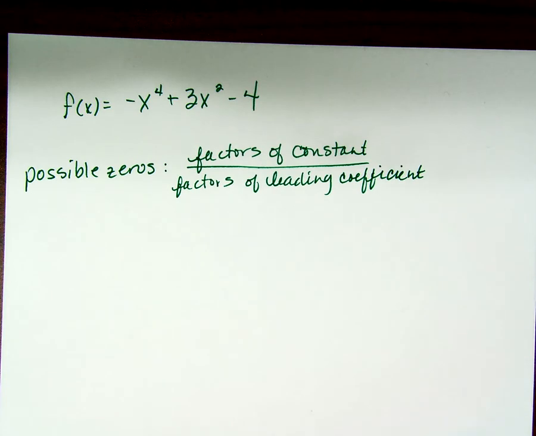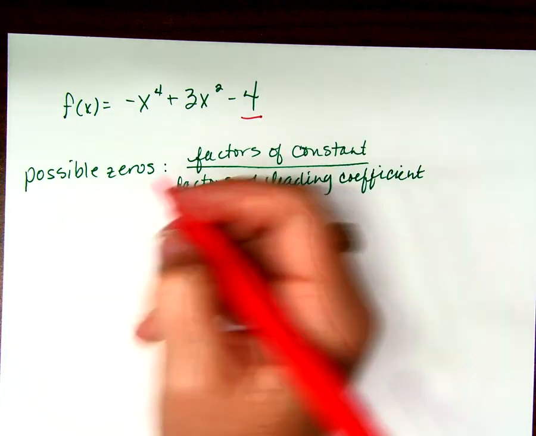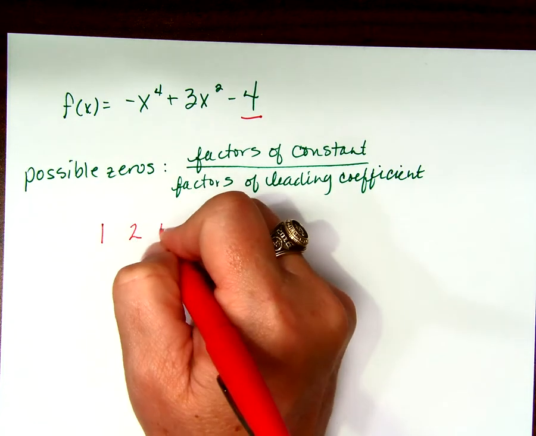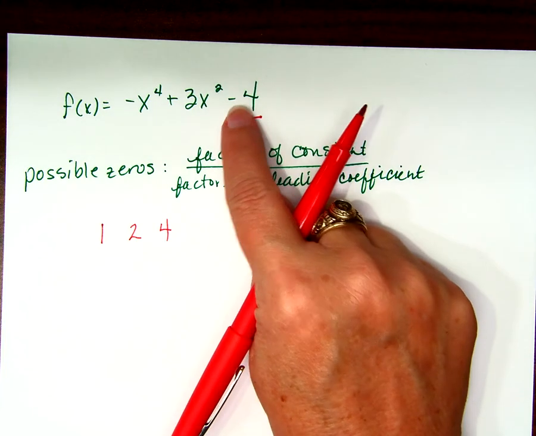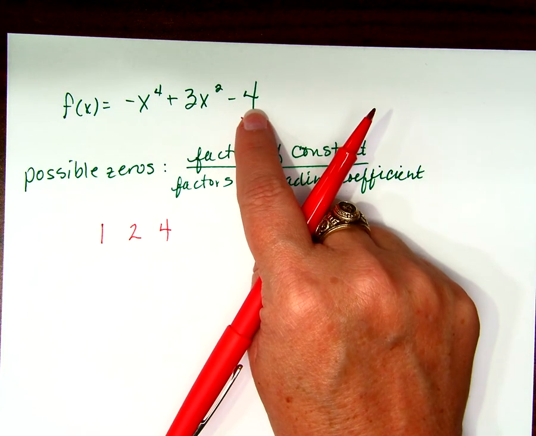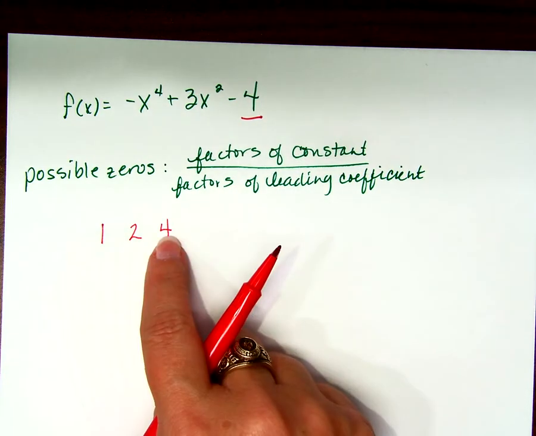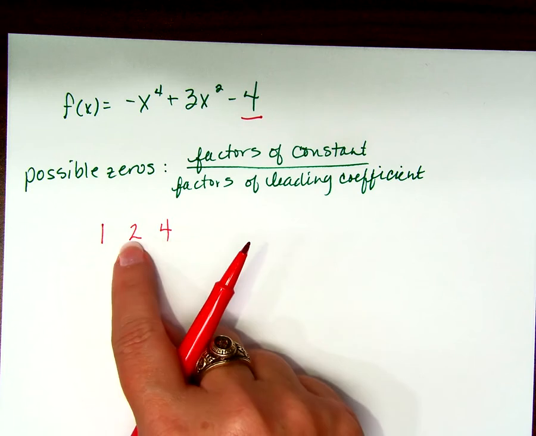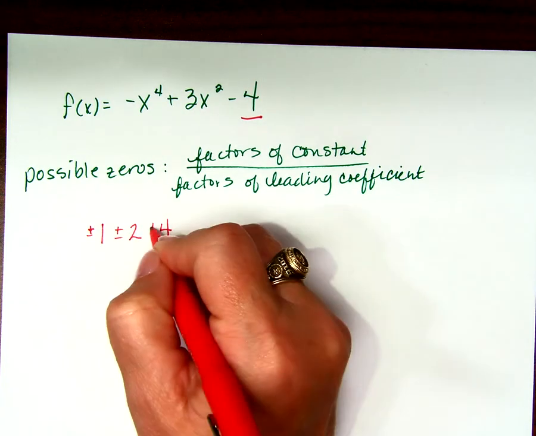So in this particular problem, what is the constant? It's 4, right? What are all the factors of 4? 1, 2, and 4, right? Whether this is a negative 4 or a positive 4, there's still some things we have to take into account. Say it's a negative 4, so isn't it 1 times negative 4? Or negative 1 times positive 4? Or negative 2 times positive 2? So we have to take into account the positive and the negative of each one of these numbers.